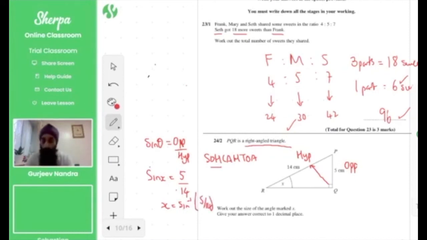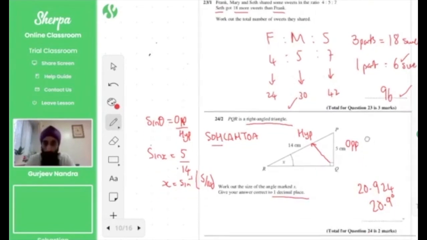If you're unsure where the inverse is, it's shift and then sine. You can enter in the fraction. Make sure you close the bracket. Sometimes some of these calculators don't pick it up. The correct answer there should have been 20.924. It says to 1 dp, so I'd always write a few numbers after the decimal first before rounding correctly to 20.9 degrees.